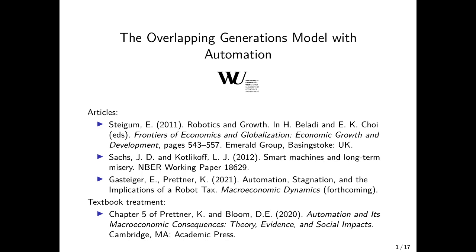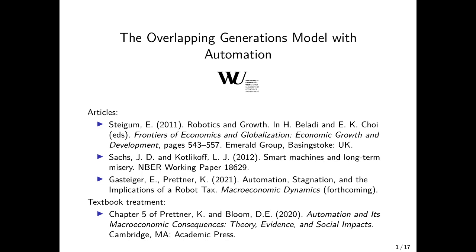With this, we can then solve a puzzle that exists in the literature, namely that automation leads to growth and is growth enhancing in the Solow model and in the Ramsey-Cass-Koopmans model, but others have found that automation can actually lead to immiserization. What we show is that this result actually pops up in an overlapping generations framework with automation, and we explain why this is the case.